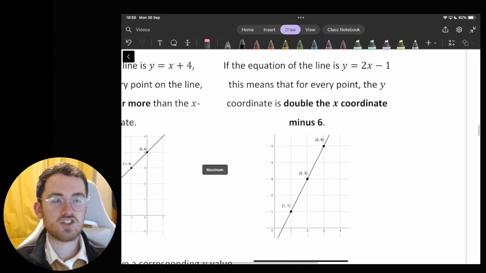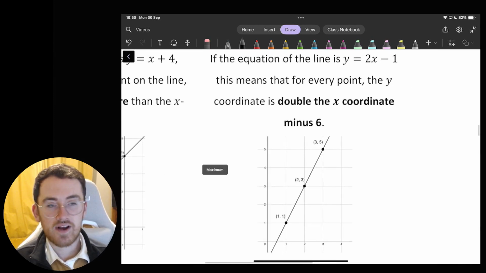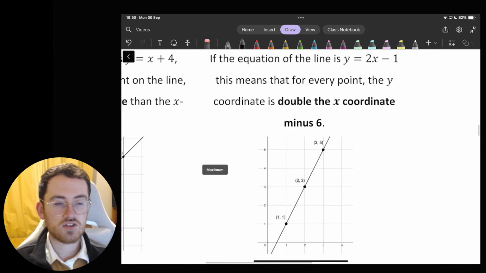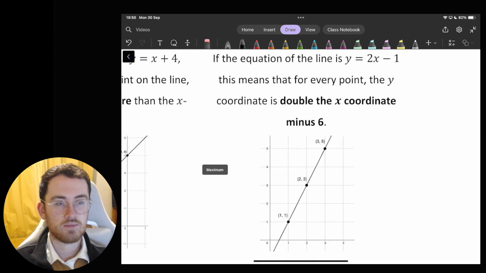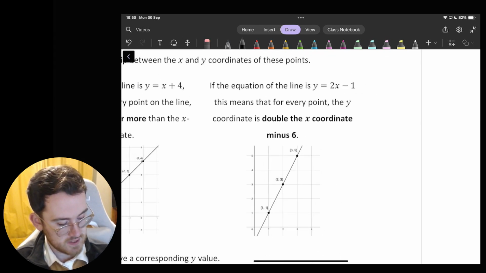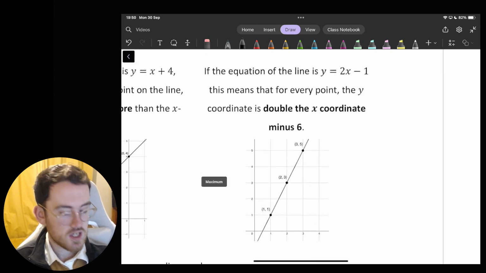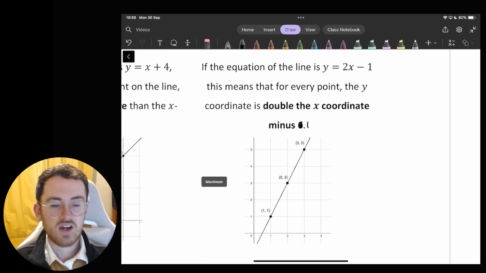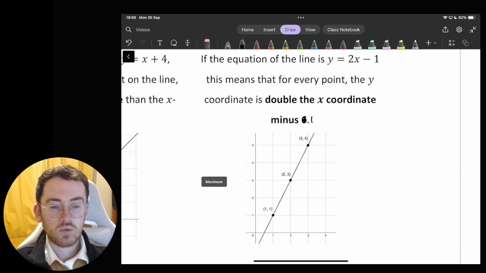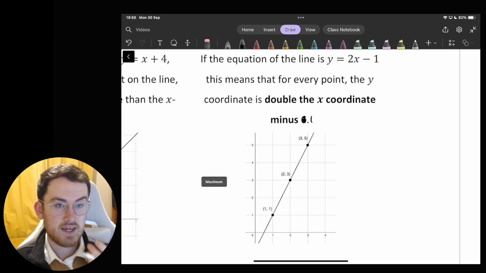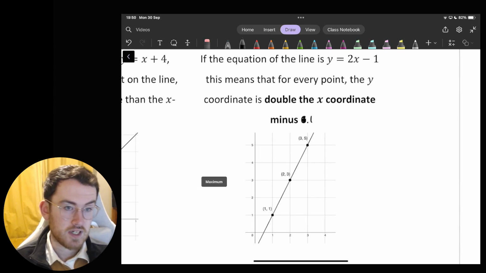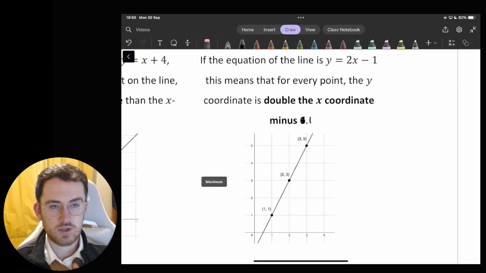If the equation is y equals 2x minus 1, then for every point, the y coordinate is double the x coordinate minus 1 here, obviously not -6, -1. Okay, so we can see the different values that we have there. So say we look at 1, 1, so double it, minus 1, that just gives me 1 for my y value. If my x is 2, double it, I get 4, minus 1, I get 3. So that matches up with the point I have here.